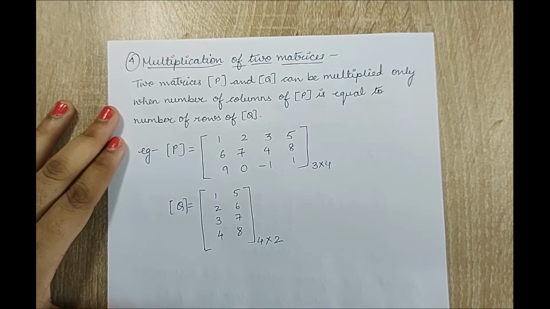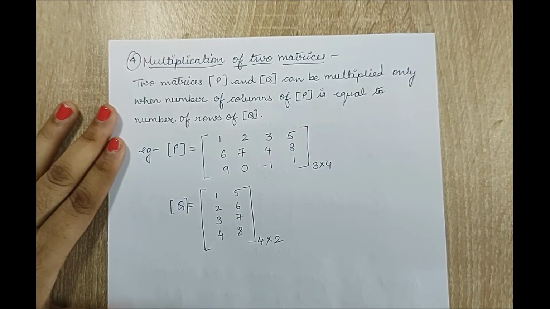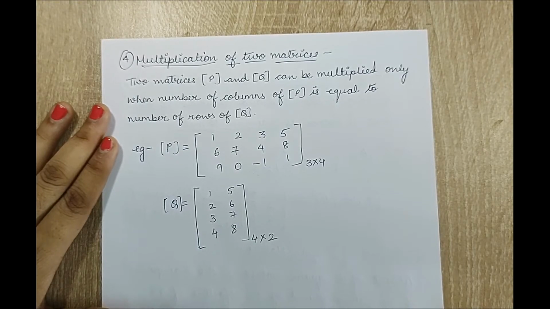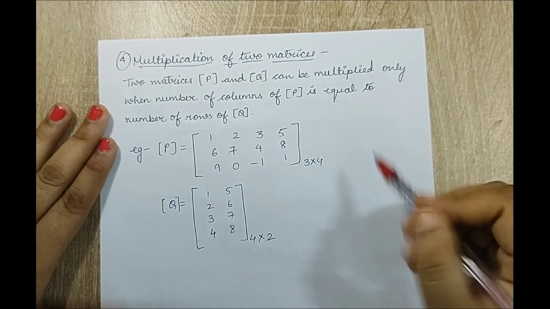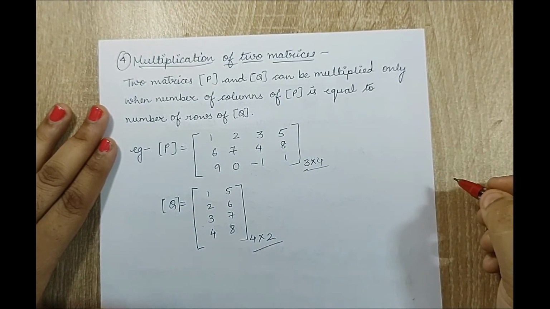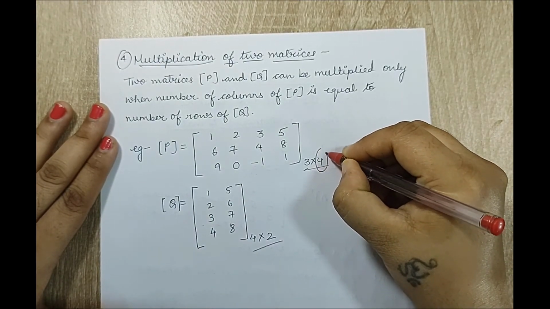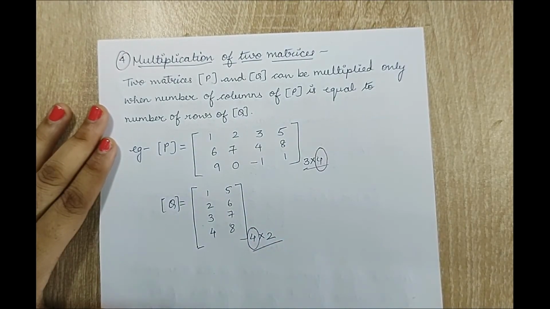Next, we will definitely talk about multiplication of two matrices. Two matrices P and Q can be multiplied only when the number of columns of P is equal to the number of rows of Q. Now observe here, P and Q are the two matrices that I have written. This is the order of the first matrix and this is the order of the second matrix. If you observe, the number of columns of P should be equal to the number of rows of Q. Only then you can multiply these two matrices.